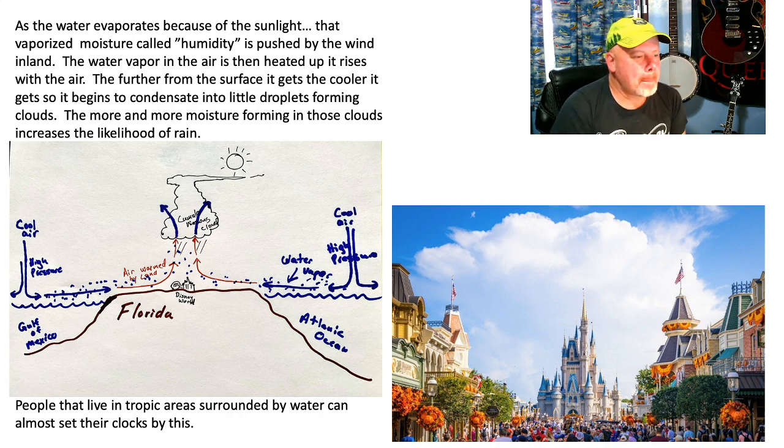So, what happens in places that are completely surrounded by water? This is actually kind of fascinating. If you've ever been to Disney World, here's a picture of Disney World right here. You probably had this experience. Most people go to Disney World during the summer, where it gets really, really hot during the day. And one of the things that people complain about when they go to Disney World, because Disney World is in Florida, is that Florida is surrounded by the Gulf of Mexico and the Atlantic Ocean.